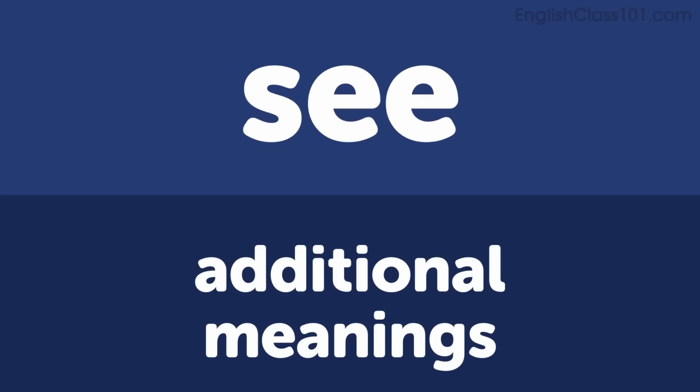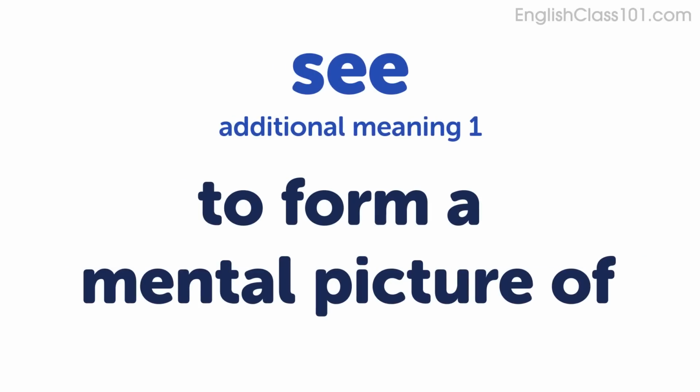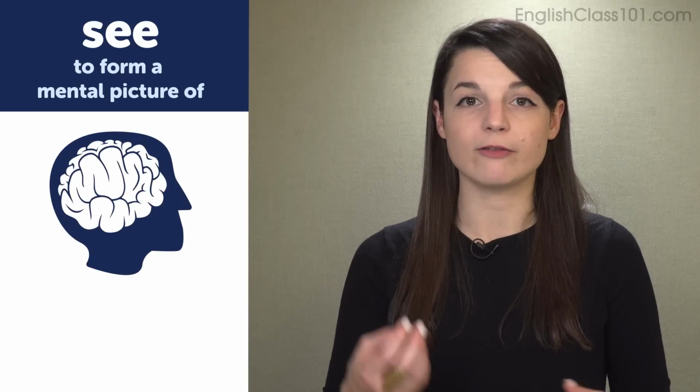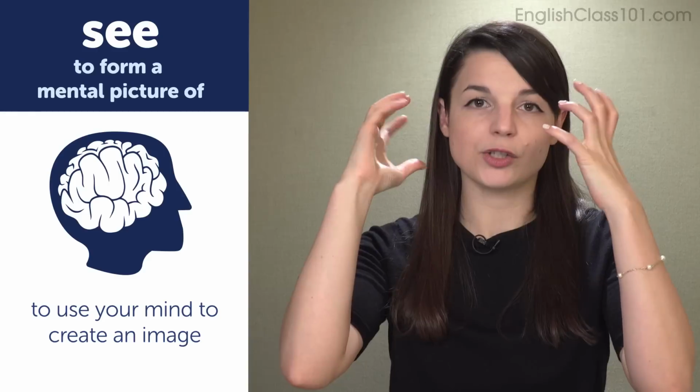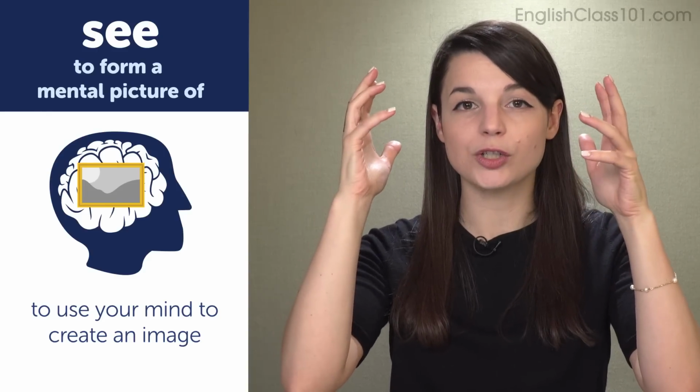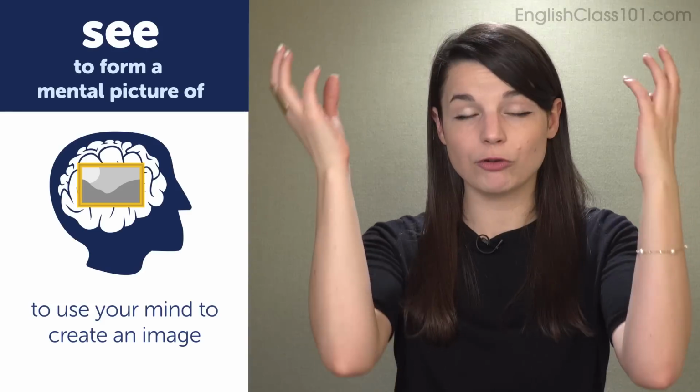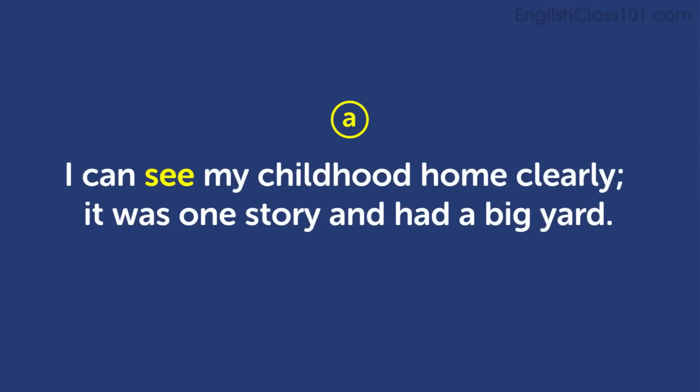Let's talk about a few additional meanings of the verb see. First one, to form a mental picture of. To form a mental picture of means to use your mind to create an image. So see has the meaning of creating an image in your mind. For example, I can see my childhood home clearly. It was one story and had a big yard.